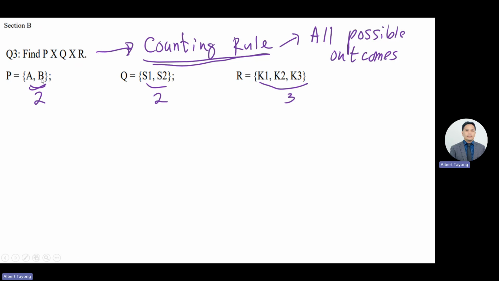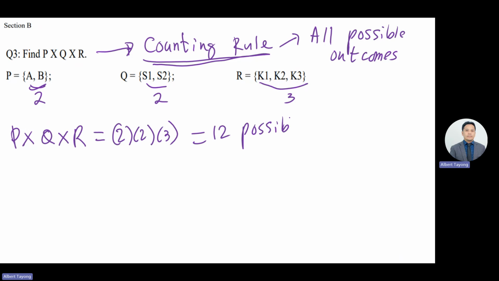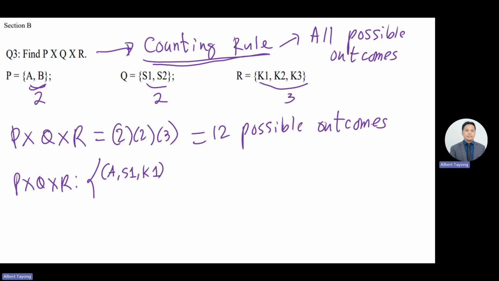Okay, this could be students here. This could be subjects, subject 1, subject 2, and this could be teacher 1, teacher 2, teacher 3. So when we have P cross product Q cross product of R, it's 2 times 2 times 3 equals 12 possible outcomes. So we're going to have 12 pairs. The first one is A, S1, K1 from left to right.